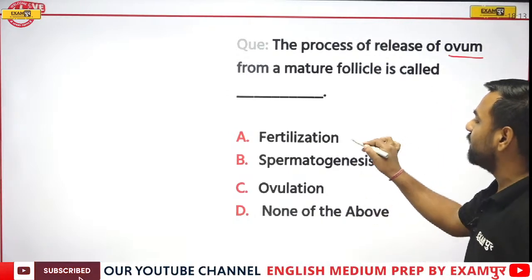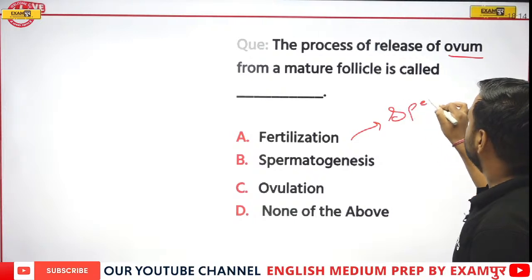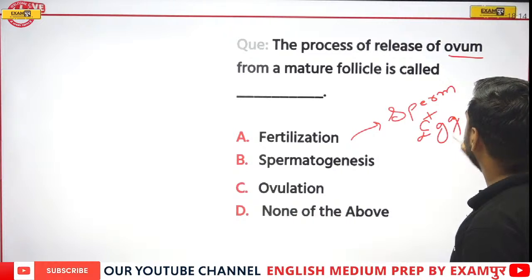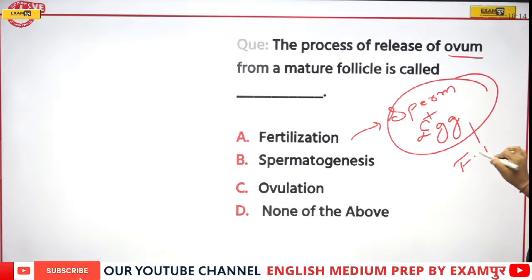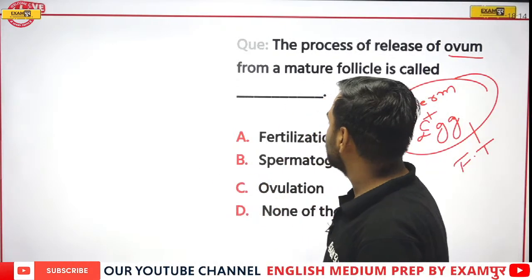If I talk about the fertilization process, what was it? Here, sperm plus egg cell were combining, correct? In which region? The region was the fallopian tube. I guess you remember, everyone? You remember these things, correct? So yes, fertilization was that process.